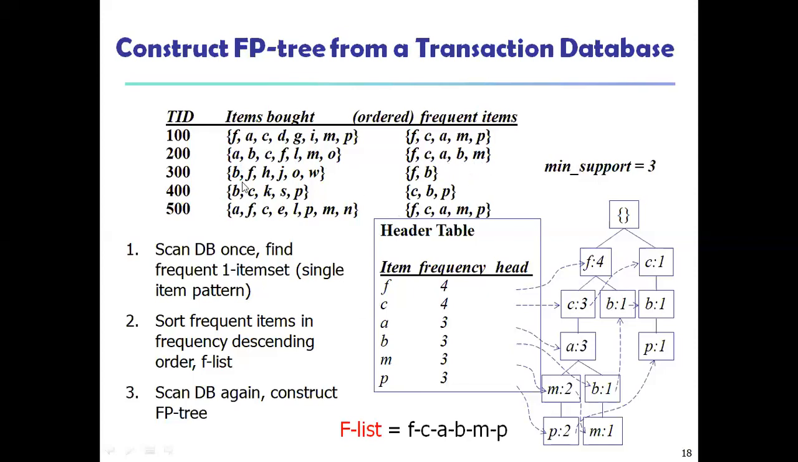Similarly, coming for the third item set here. Again, F is in the order and B is in the order. So I am introducing these and eliminating the other values. Similarly, C is in the order, B is in the order and P is in the order. According to the higher value, we are arranging it. Like this way, I am arranging all the items bought in the ordered frequent set.